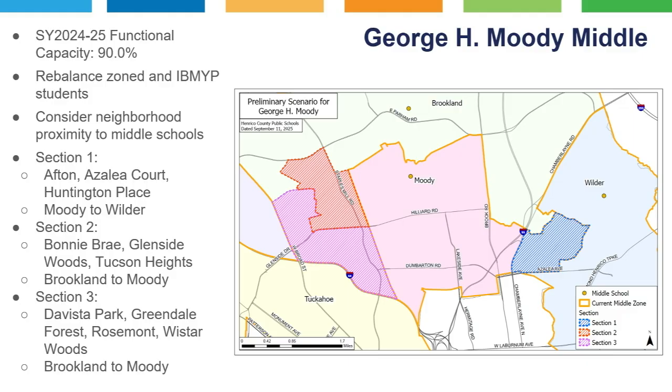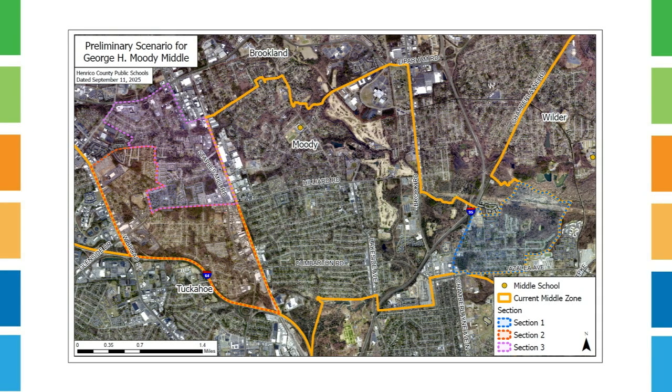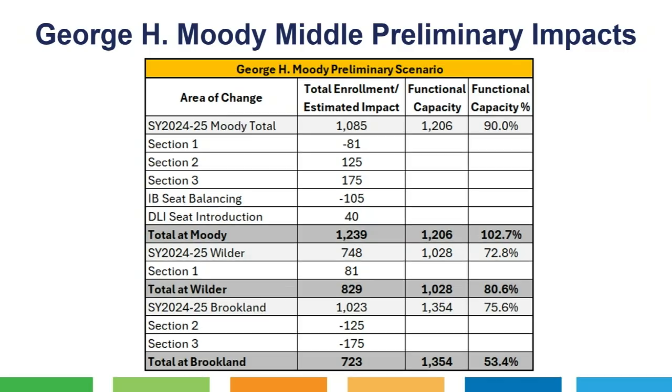This scenario also moves students living in Section 3, the purple area near I-64, from Brooklyn into Moody as well. This includes DeVista Park, Greendale Forest, Rosemont, and Worcester Woods neighborhoods. This is an aerial view of these 3 sections. For this scenario, assuming it is implemented in the 2027-28 school year, the net changes in enrollment and functional capacity are shown for Moody, Wilder, and Brooklyn.